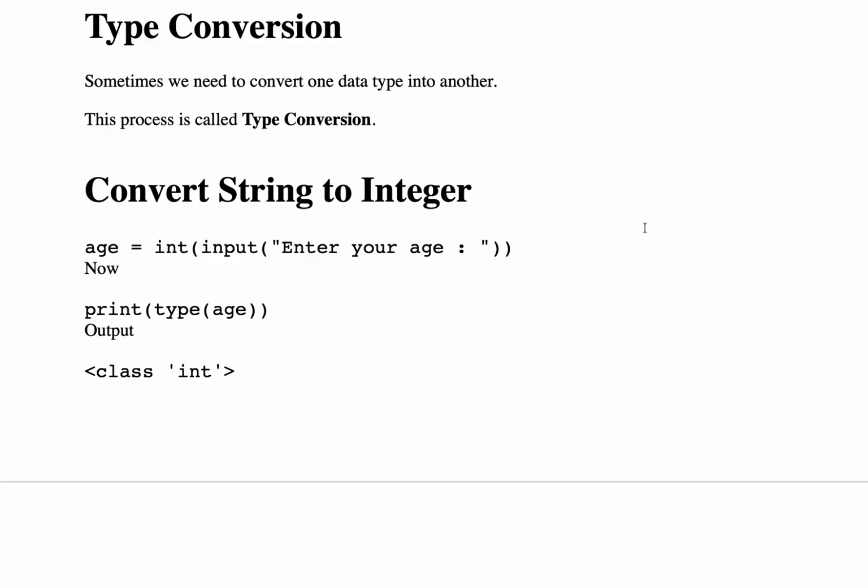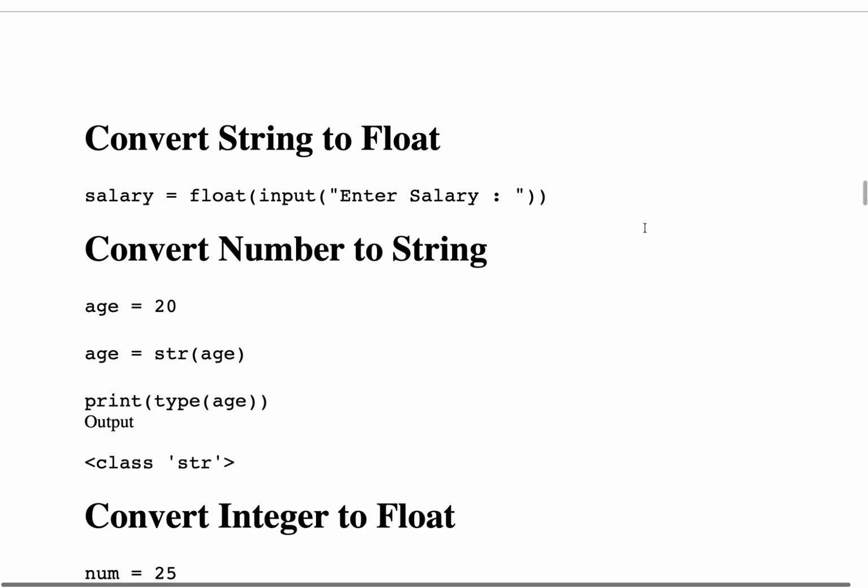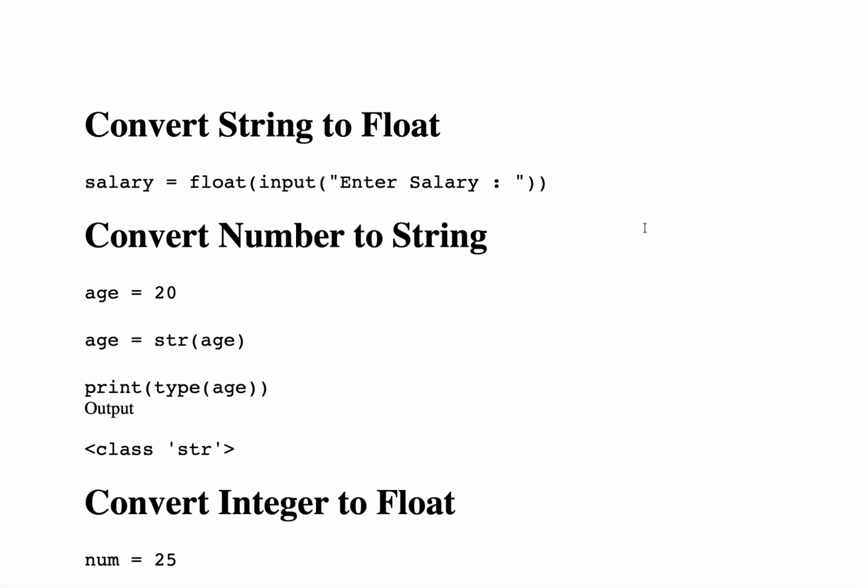Now mathematical calculations become possible. For example, age = int(input("Enter your age")), future_age = age + 5, print(future_age). If the user enters 20, the output becomes 25. Without converting the input into an integer, the calculation would not work correctly.